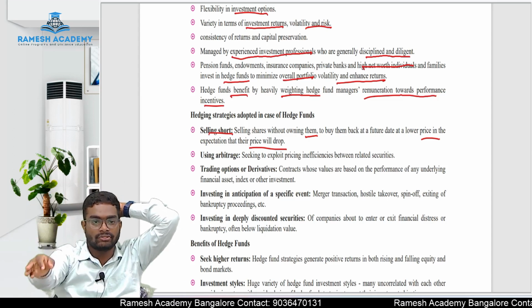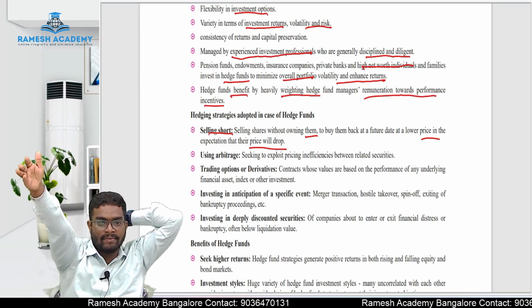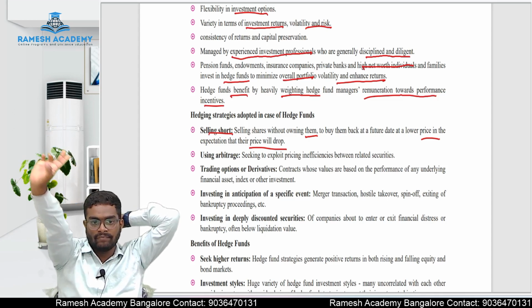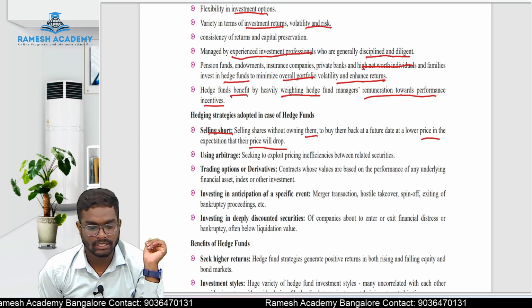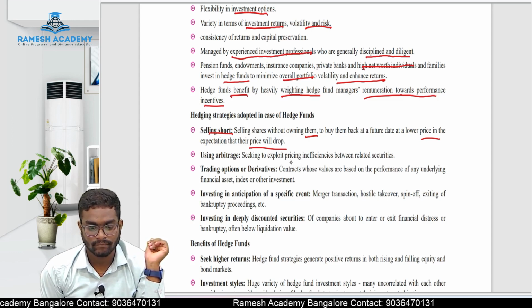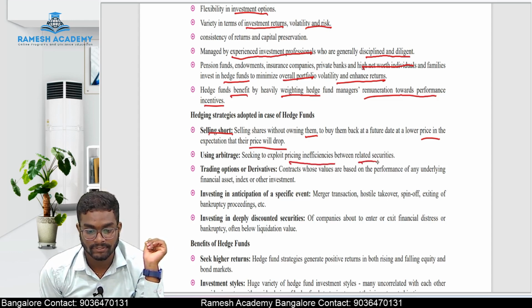So now you sold for 1000, and you buy it at a future date, or maybe in 2 weeks, at 800. Now you are at a profit of 200 rupees. That is short selling. Next, arbitrage, seeking to exploit pricing inefficiencies between related securities.